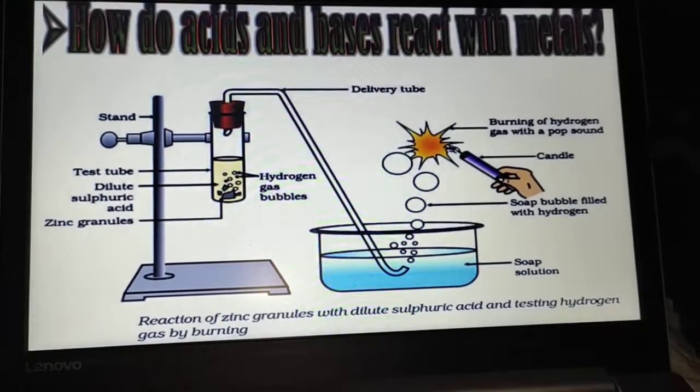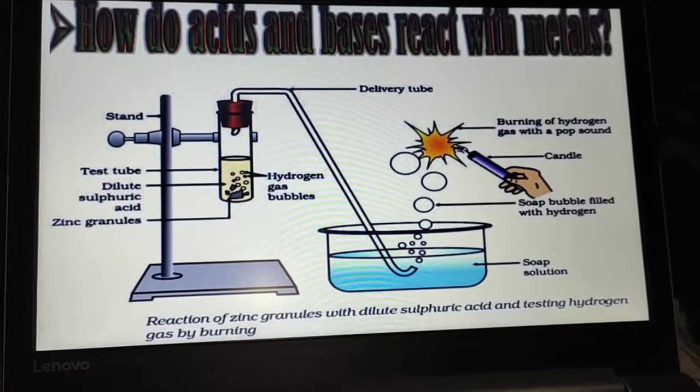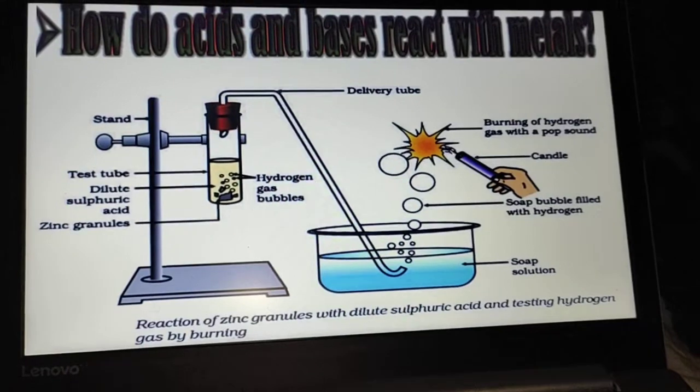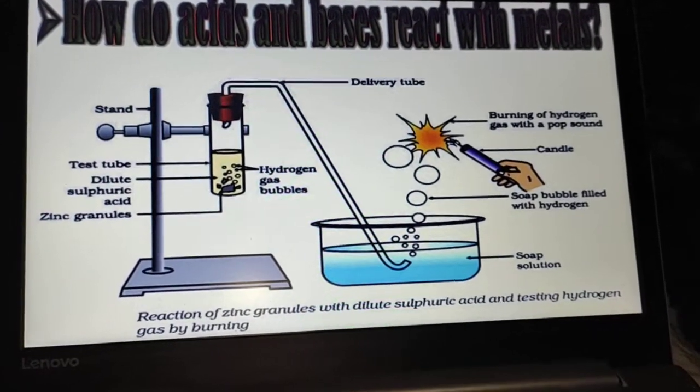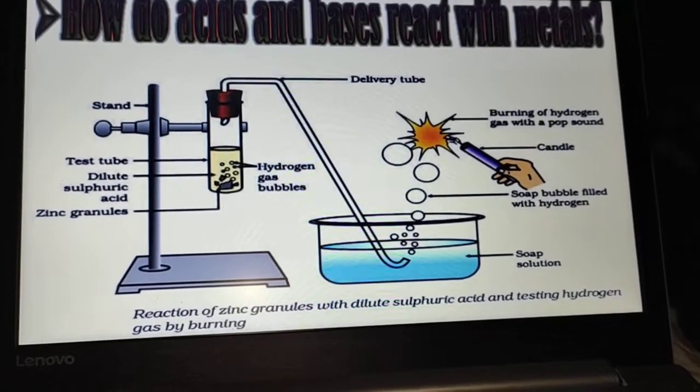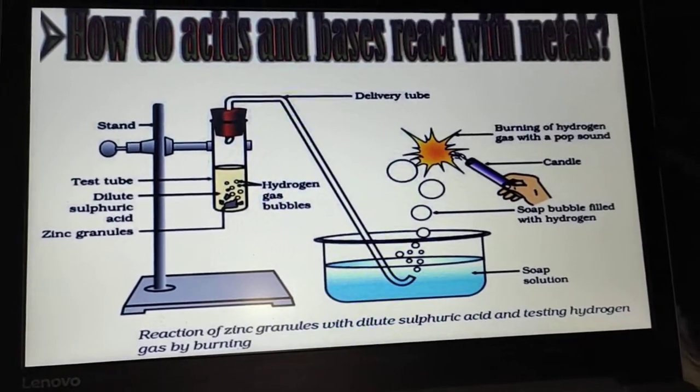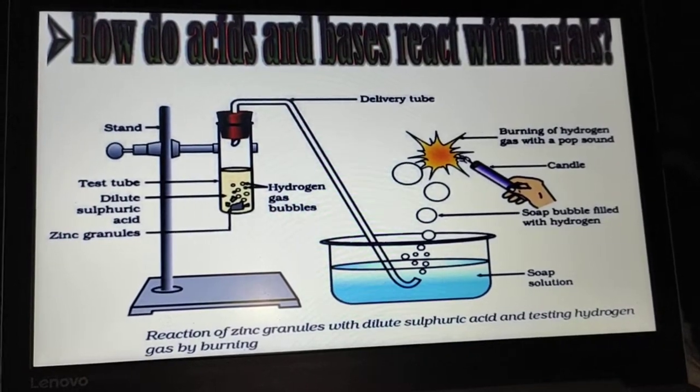So here, how do acids and bases react with metals? The first property is the reaction of acids and bases with metals. I will explain it first with the diagram, then give you the equation and explanation of each and every property. So how do acids and bases react with metal?